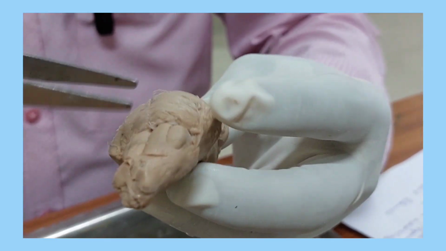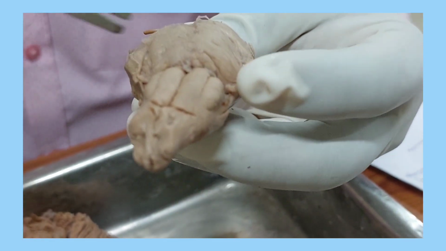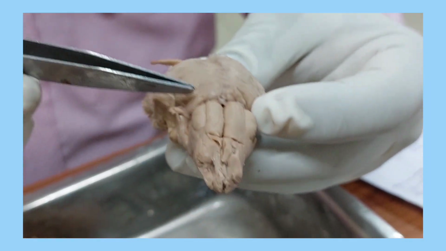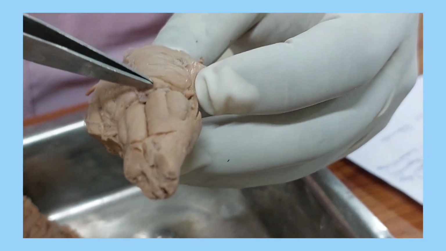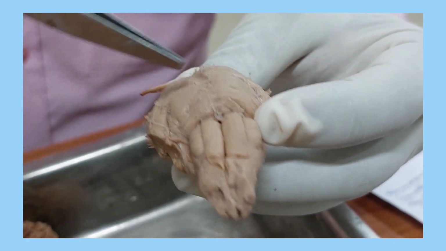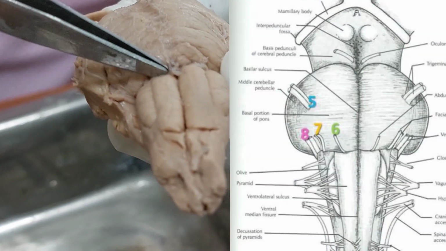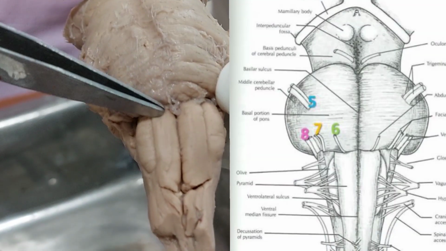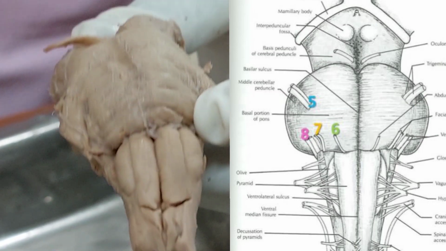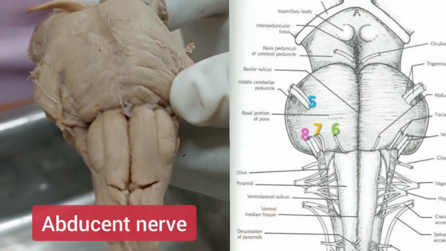Here is a junction between the pons and medulla called the pontomedullary junction. In between these two parts, one sulcus is there. The sulcus is horizontal. In this sulcus, between the pyramid and the pons, one cranial nerve exits from the pontomedullary junction, and that nerve is the sixth cranial nerve, or abducens nerve.